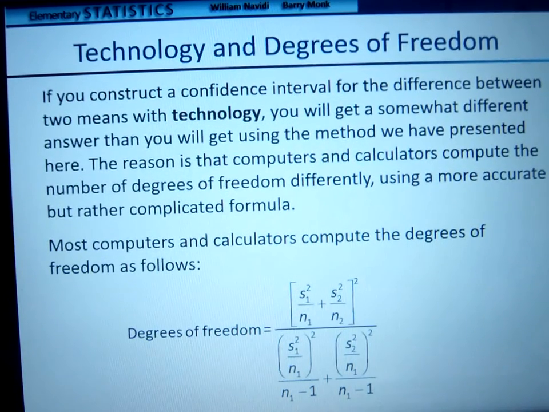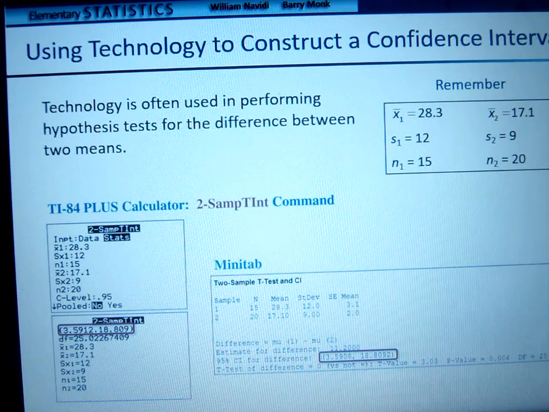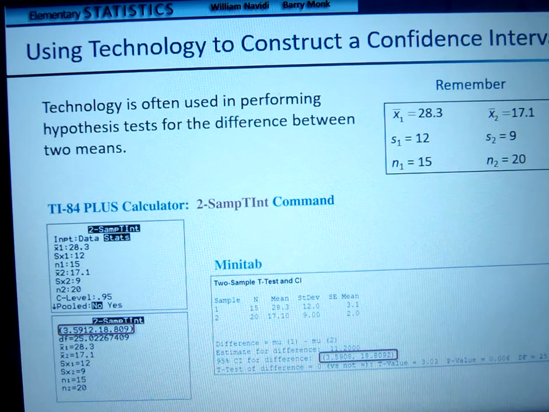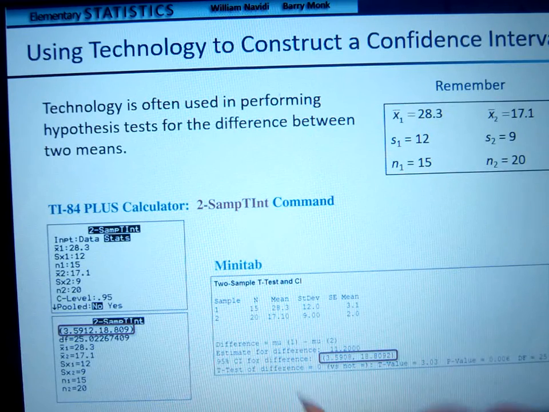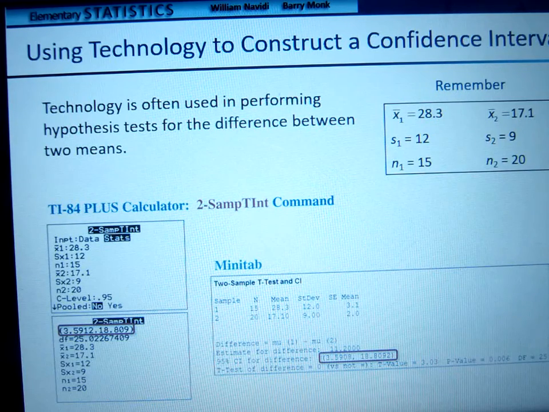All right, let's continue. So here we have our technology. We're going to put in our 2 sample t interval. We're going to hit stats, put in our statistics, and then we'll get our 95% confidence interval at 3.3 to 18.8. You can see that's a little bit different than what we got before.